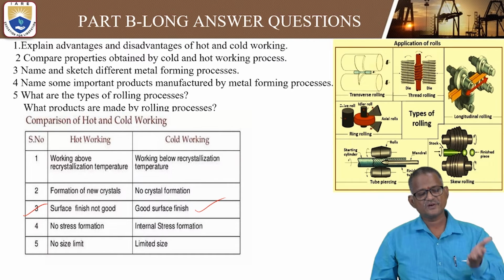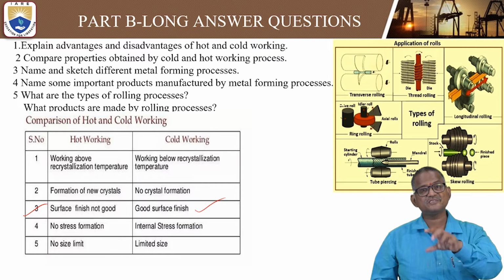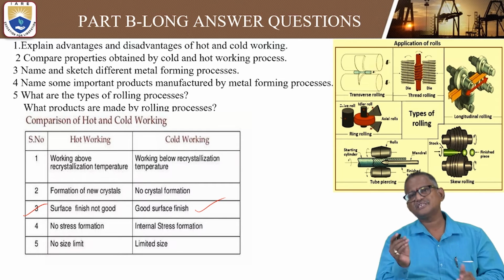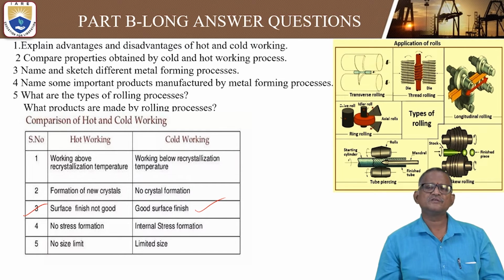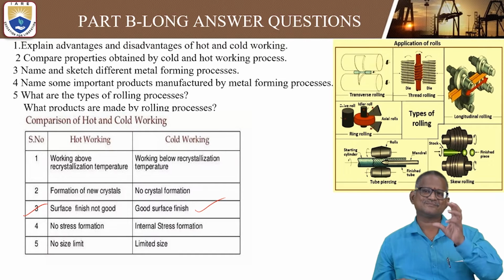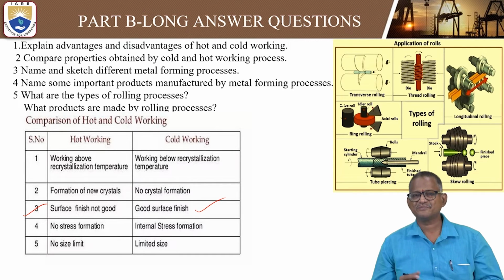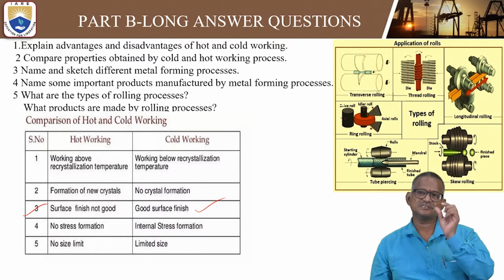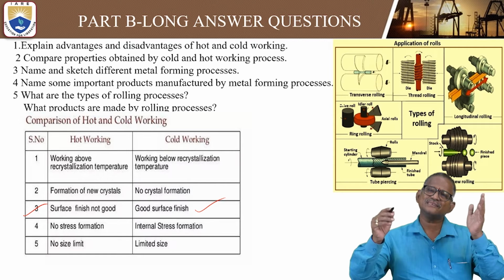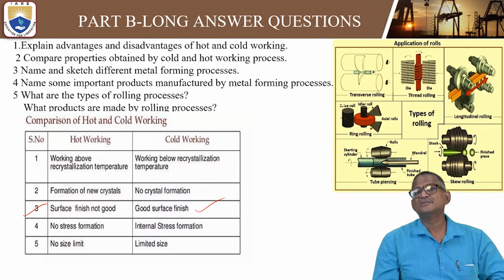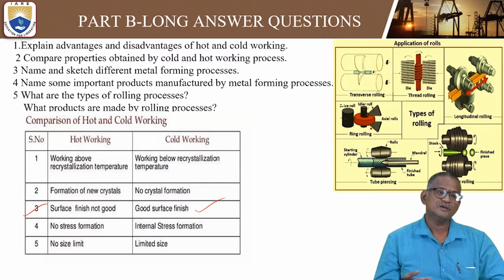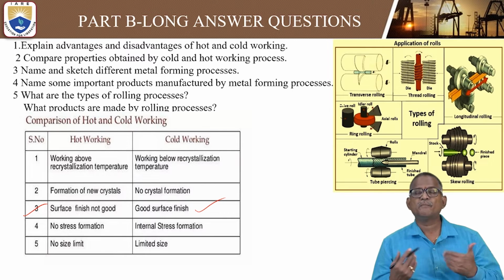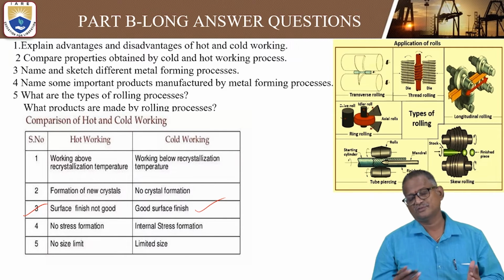There is no stress formation in hot working, but internal stress formation will occur in cold working, because a lot of force and pressure is applied even to change the shape slightly. Because of over force and over pressing, some breakage may also occur. There is no size limit in hot working, but cold working has limited size. If the size is increased, large tonnage capacity is required, so the capacity cost will be lakhs and crores. That is why it is only done for mass production.